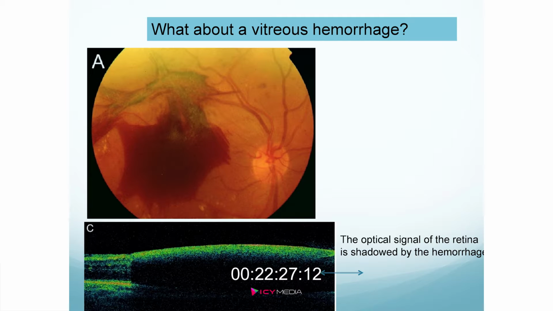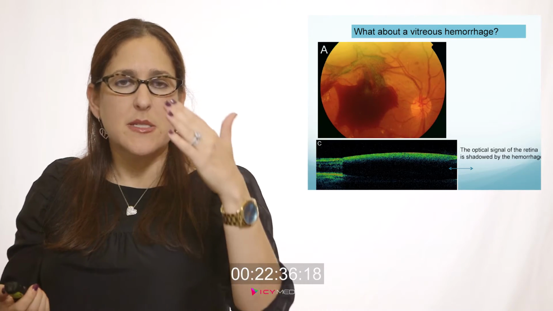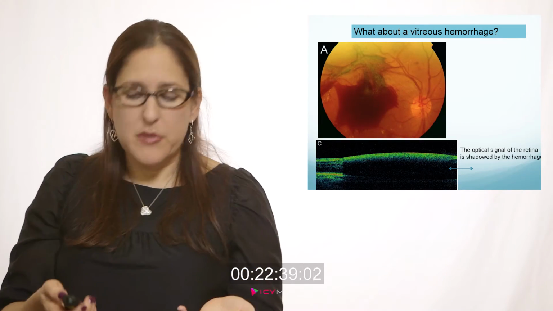OCT is not particularly useful in patients that have vitreous hemorrhage unless the hemorrhage is not dense, because of the optical shadow and because the signal is blocked by the bleeding.